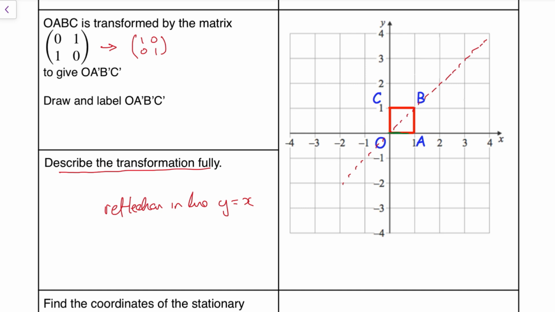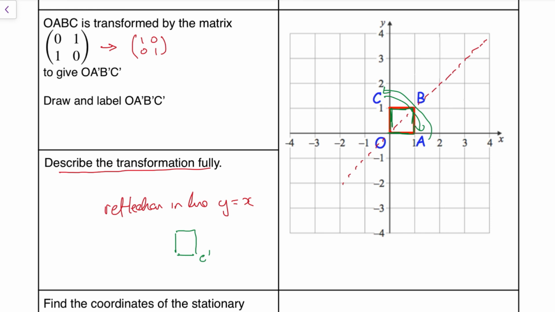So on the face of it, it is still the same box in the same place, but now my C has gone to my A, my A has gone to my C, and my B stays where it is. So if I was doing this in an exam, I would draw it over here, just so I can be clear what I'm doing, because it's very difficult drawing on top of something.